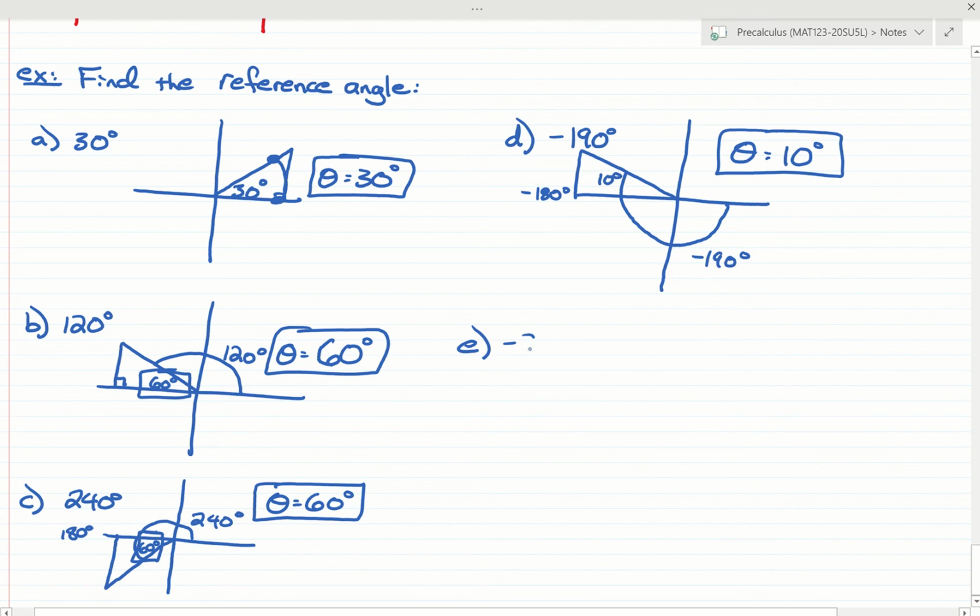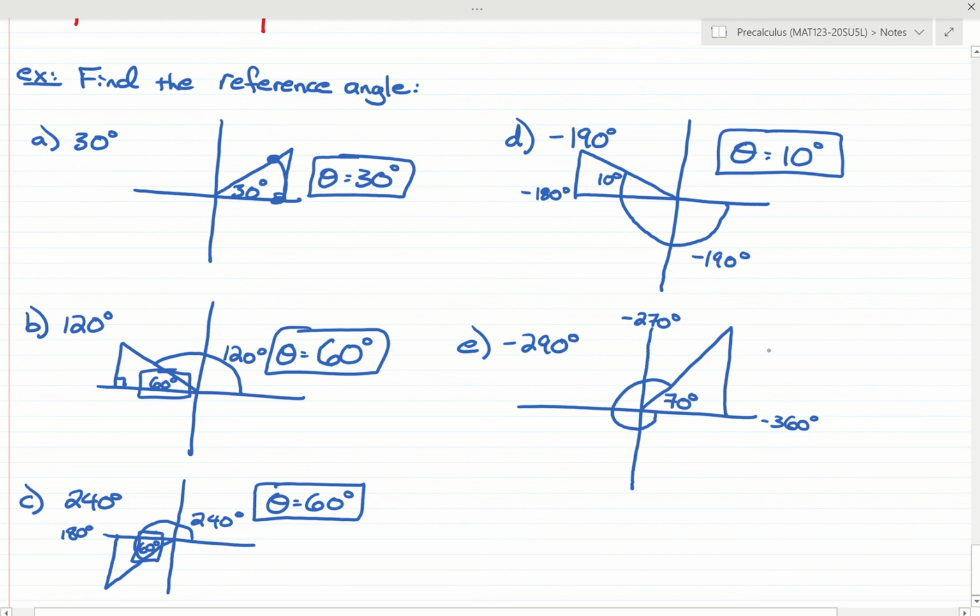What about negative 290? Well, negative 90, negative 180, negative 270, negative 290 is maybe over here. It's past negative 270, but not quite at negative 360. What's the fastest way to get to the x-axis? Well, we don't want to go to 270 because that's a totally wrong axis. Let's go this way to get to the x-axis. That's 360. We went 290. How much more to get to 360? 70 degrees.